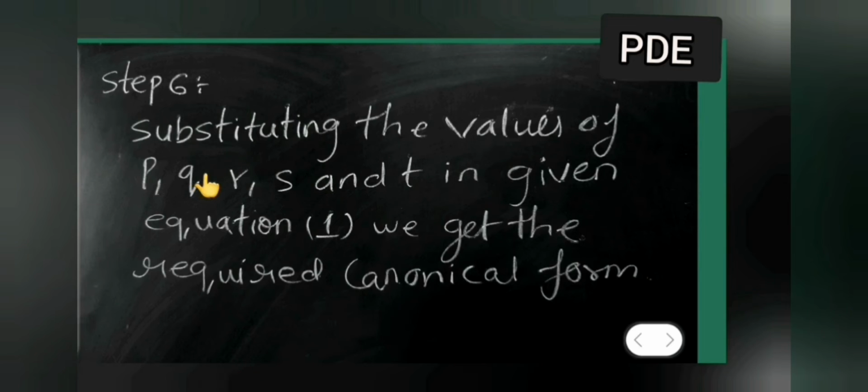Step 6, what does it say? Substituting the values of p, q, r, s and t in the given equation 1, we get the required canonical form. So with this, I will be solving one example with you all.